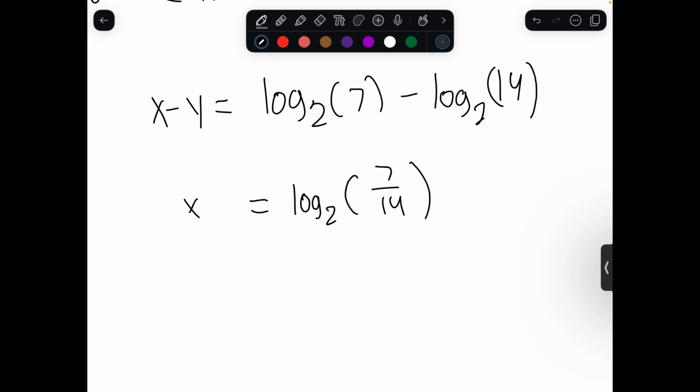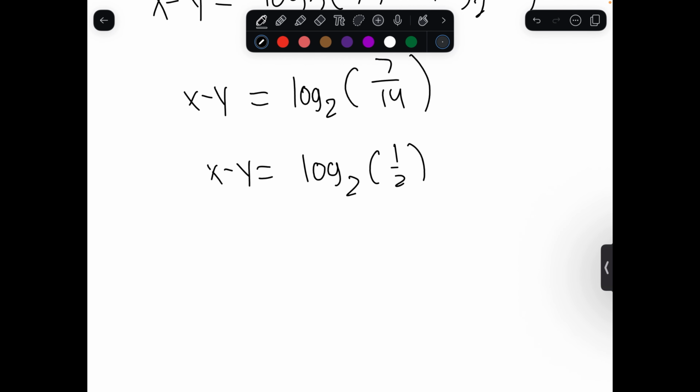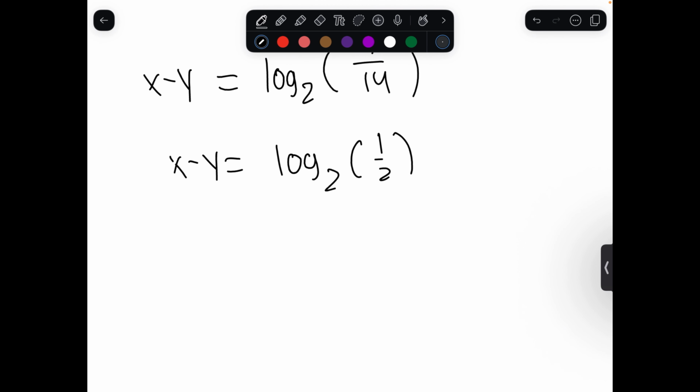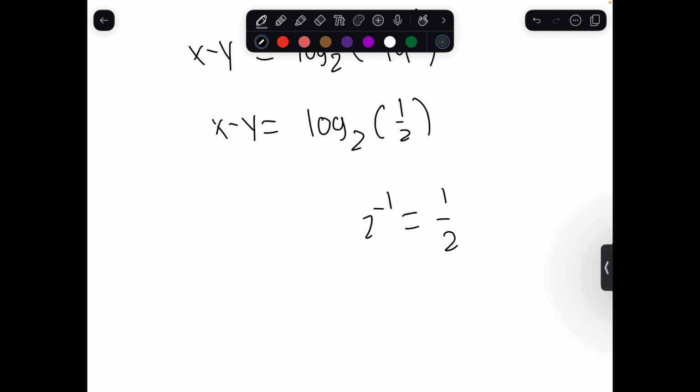x minus y equals that. You get x minus y equals log base 2 of 1/2. And log base 2 of 1/2, well, remember 2 raised to the power of negative 1 equals 1/2, right? Which means log base 2 of 1/2 equals negative 1. So x minus y equals negative 1.